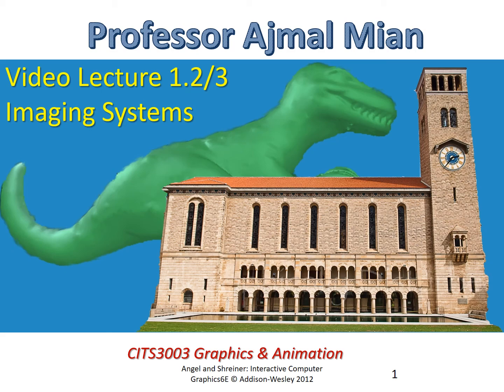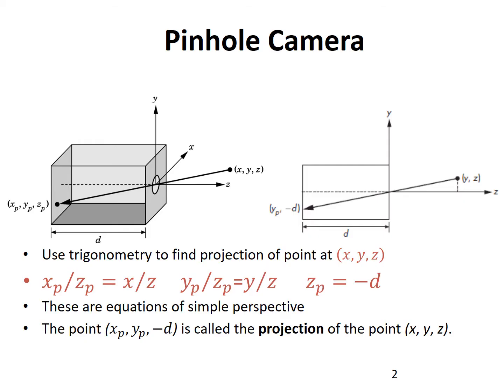Imaging systems. The pinhole camera is the simplest and most commonly used imaging system or camera model. It comprises a box with a small hole of the size of a pin. Every ray of light that enters the box must pass through one point. This simplifies the calculations of the projection of a point that is defined by XYZ in the three-dimensional space to the back of the box using simple trigonometry.